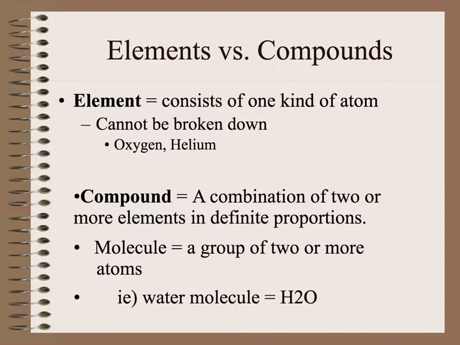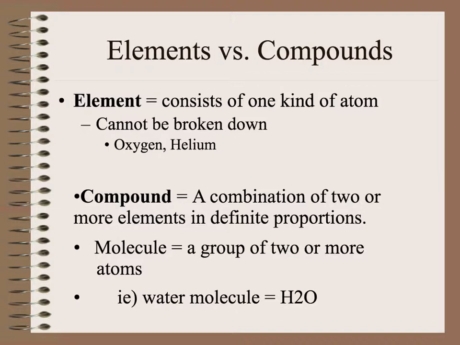A compound is going to be a combination. So compound: a combination of two or more elements in definite proportions. When we're looking at the levels of organization, we had atoms, molecules, cells. Molecules are a group of two or more atoms together, right? So molecule and compound, kind of think of them as together.